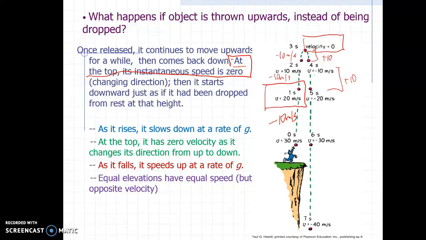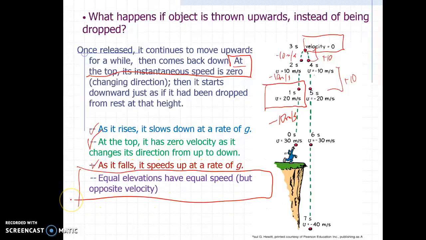As it rises, you should write that. At the top, velocity is 0. You should write that. As it falls, it speeds up at a rate of g. Equal elevations have equal speed, but opposite velocity. So this is going to be key to note when you do your concept development. Equal elevations have equal speed.